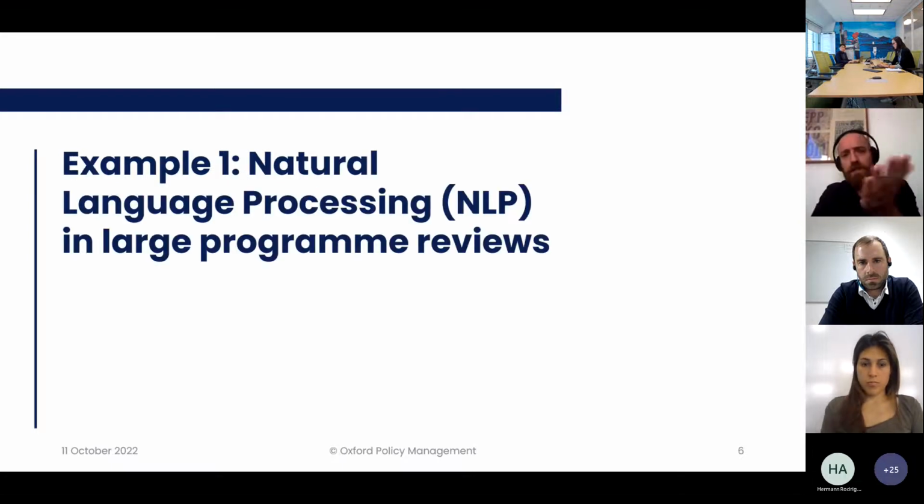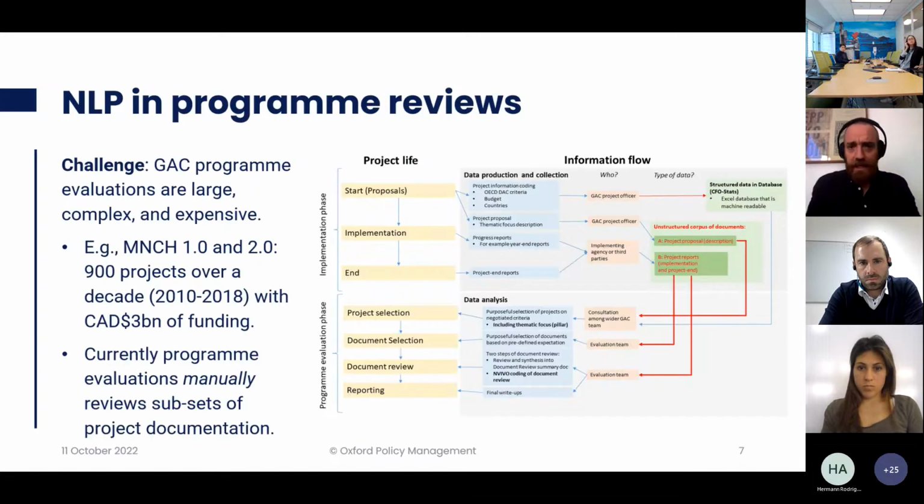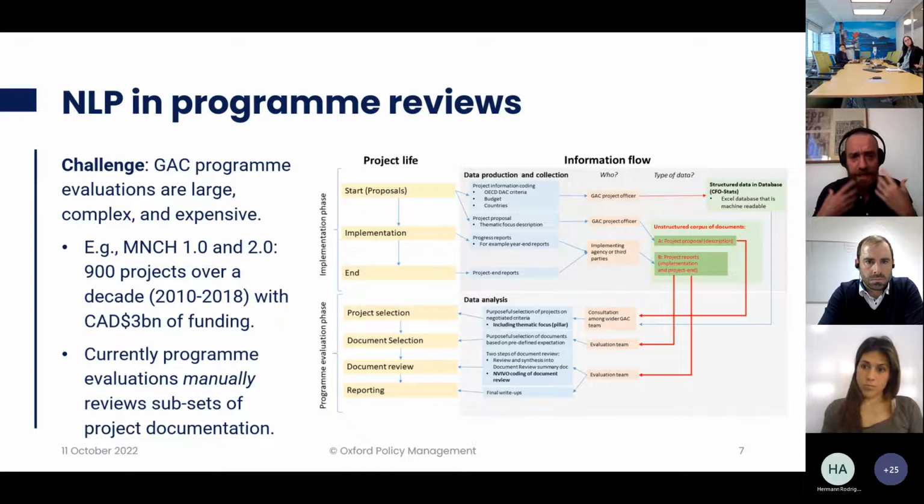The first example is something that we mentioned briefly. This is a project that we implemented a few years back for Global Affairs Canada. Global Affairs Canada, the Canadian government, came to us with a challenge, and we thought that natural language processing could be applied in their procedures to implement program evaluations.